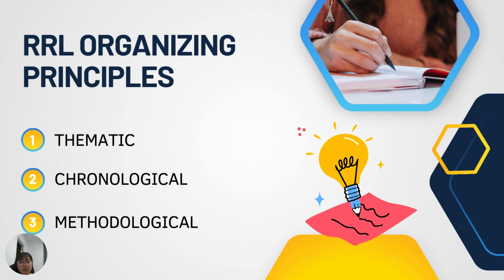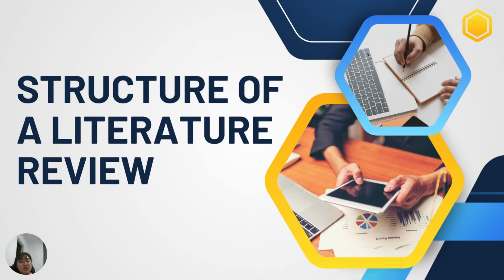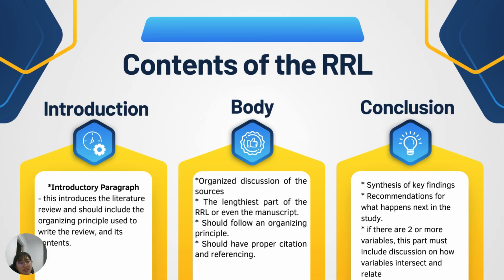All right, so we are done with RRL organizing principles. Let's go to the structure of a literature review, specifically the contents of the RRL. So this is the most exciting part, no? So for the introduction, of course, you have your introductory paragraph. This introduces the literature review and should include the organizing principle used to write the review and its contents.